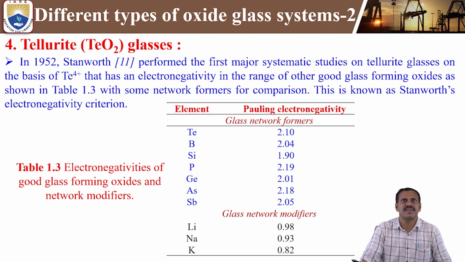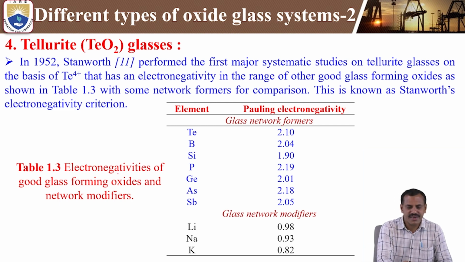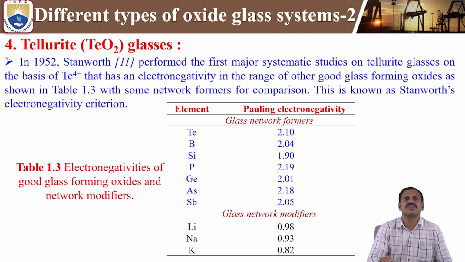Next, coming to the telluride glass systems. In 1952, Stanworth performed the first major systematic studies on telluride glasses on the basis of tellurium Te4+, which has an electronegativity in the range of other good glass forming oxides, as shown in table 1.3 with some network formers for comparison. This is known as Stanworth's electronegativity criterion. This table shows the electronegativities of good glass forming oxides and network modifiers.